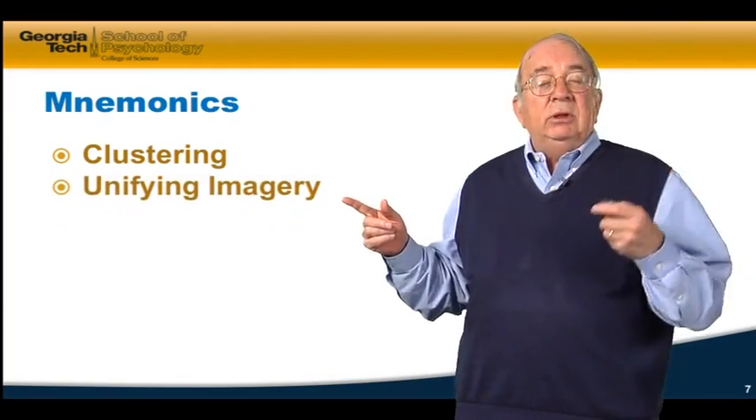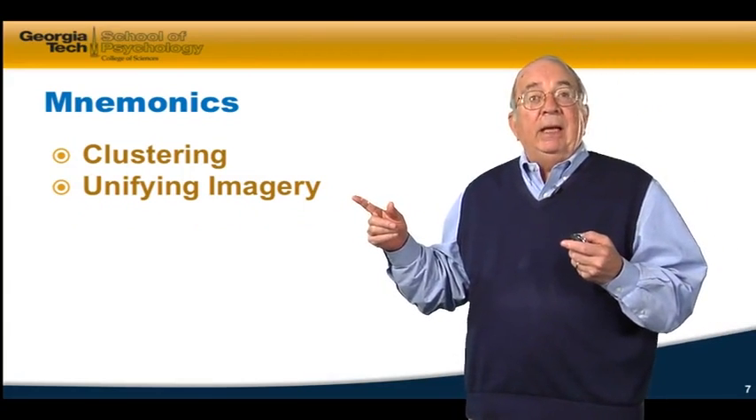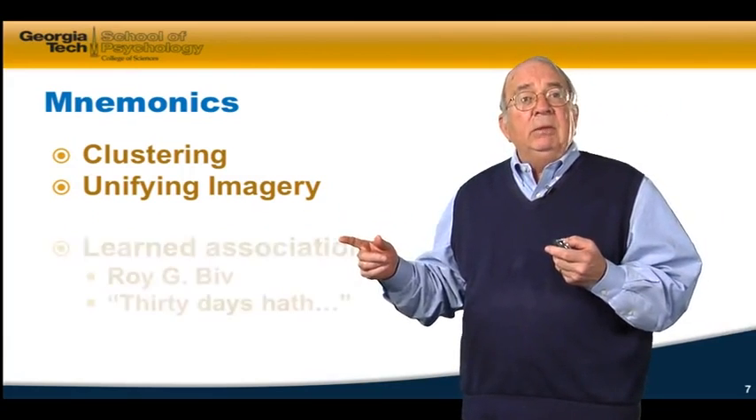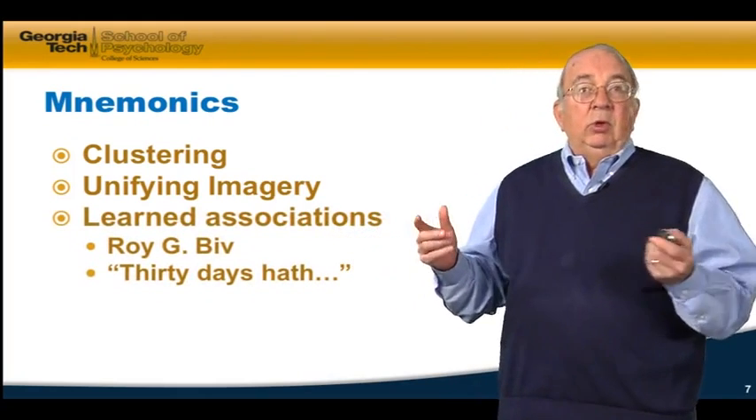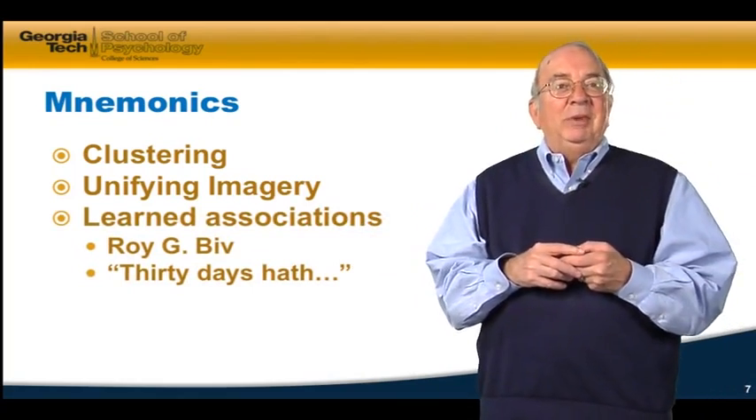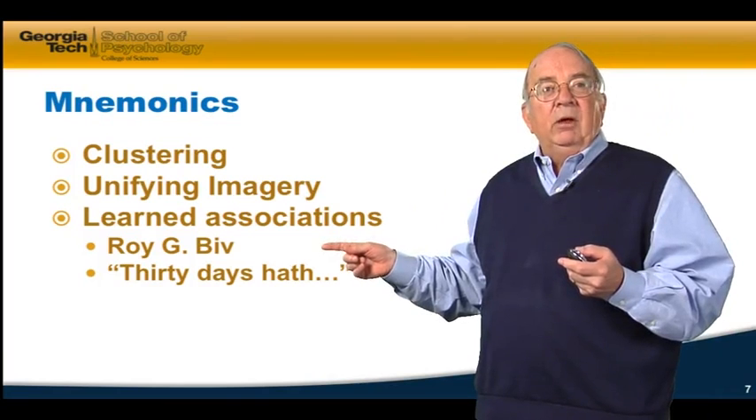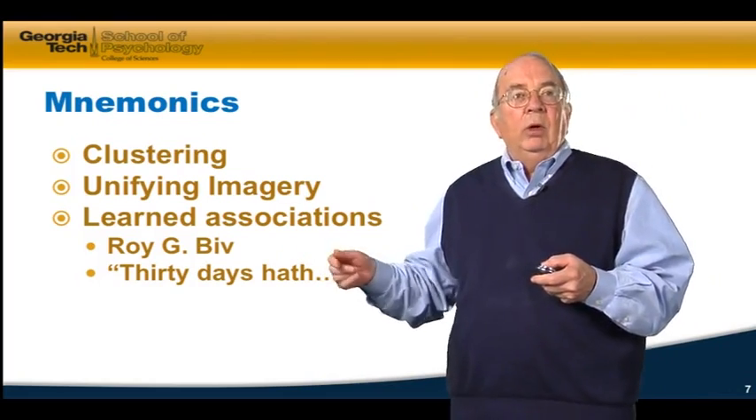Unifying imagery, the imagery study I just showed you by Bower and his associates, is an example of a mnemonic device. In fact, imagery is a very powerful mnemonic device. But there are some others which you have to sort of learn. Georgia Tech students know the colors of the spectrum by remembering simply Roy G. Biv. Red, orange, yellow, green, blue, indigo, violet. The colors of the spectrum in order by just having that mnemonic word.